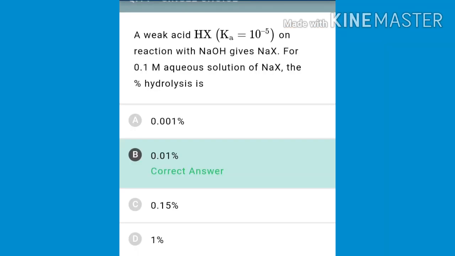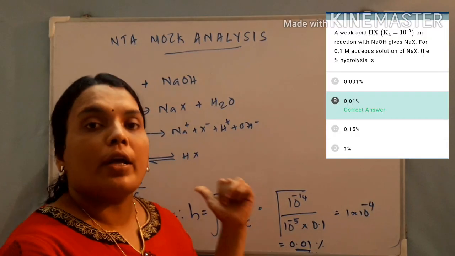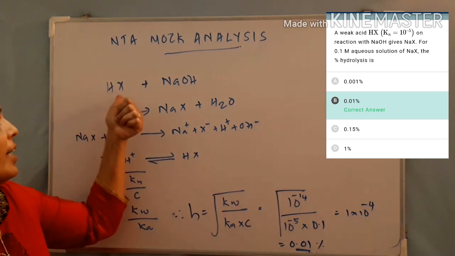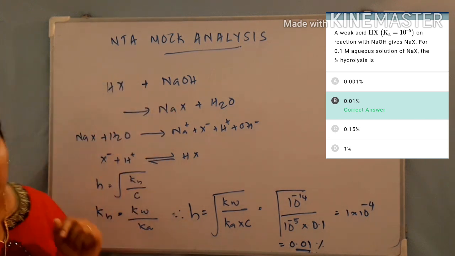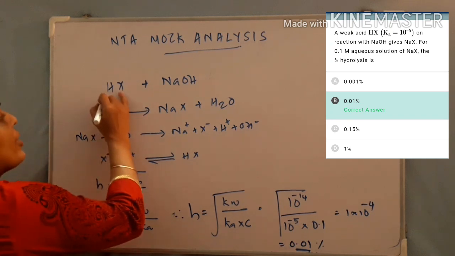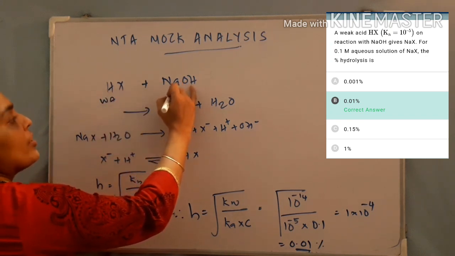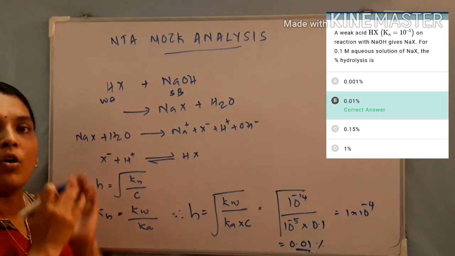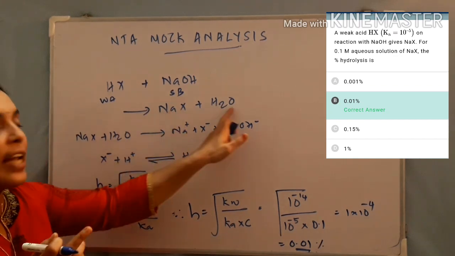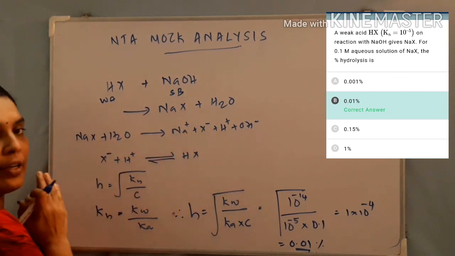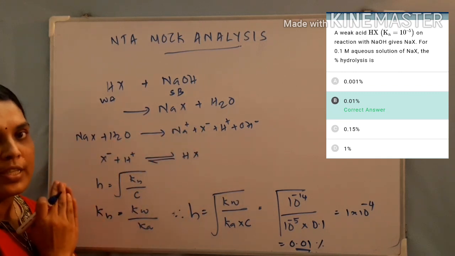A weak acid HX, Ka is equal to 10 raised to minus 5, on reaction with NaOH gives NaX. For a 0.1 molar aqueous solution of NaX, the percentage hydrolysis is? Okay, come to this. Here it is given HX, a weak acid, which is reacting with NaOH, a strong base. So the salt undergoes salt hydrolysis in aqueous solution. So we want to calculate the hydrolysis constant.